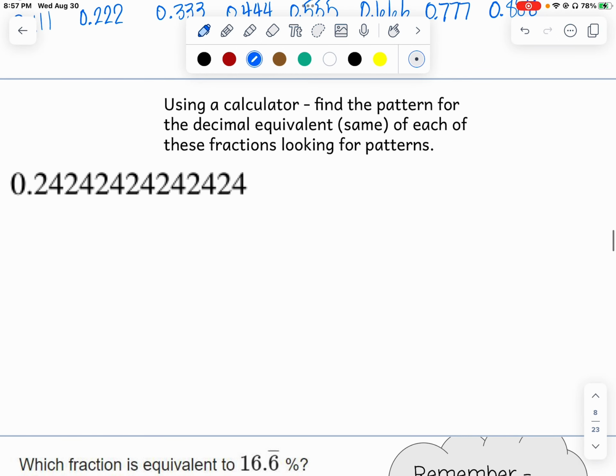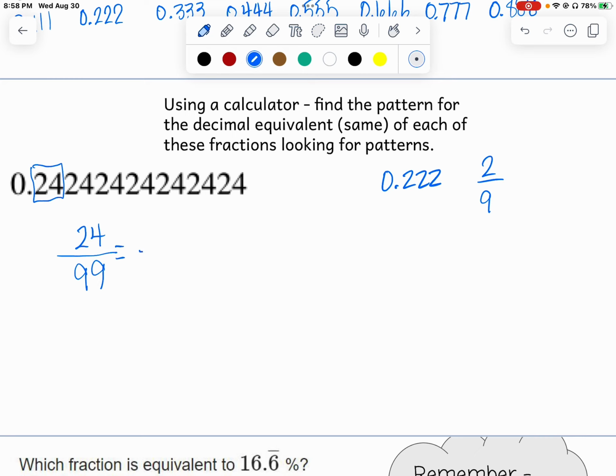Now, what if the pattern takes up 2 decimal places? When it was 0.222 repeating, it was 2 over 9. But now it's the 24 that is repeating, and the denominator is 99. Kind of exciting. But you won't ever see that one as an answer.